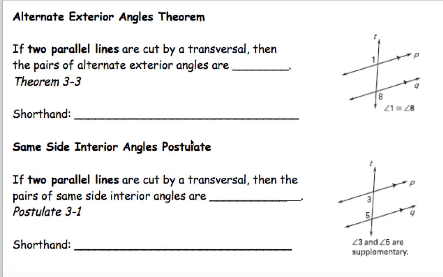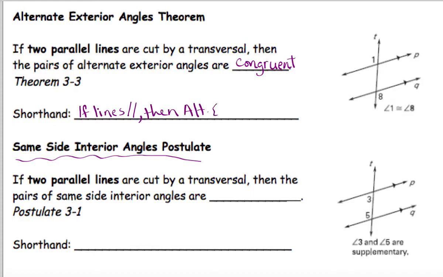Here's the other two. If two parallel lines are cut by a transversal, then the pairs of alternate exterior angles are congruent. They're not all congruent though. So here we go, what I meant was the next one. Same side interiors, those are not congruent. So my shorthand: if lines parallel, then alternate exterior angles are congruent.